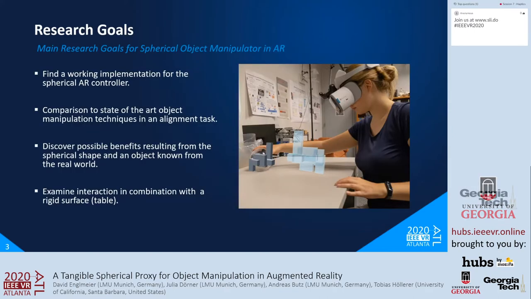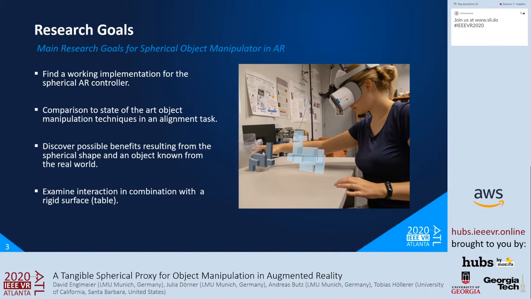For this project, we had 4 main research goals in mind. At first, we needed to find a working implementation for the spherical AR controller. This is not really straightforward, since these kinds of controllers are not commonly used in AR or VR. So we had to think of ways on how to model translation, rotation, and scaling to a single handheld sphere.